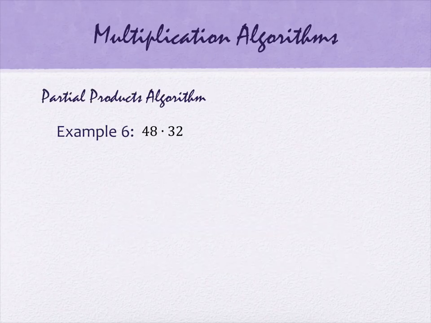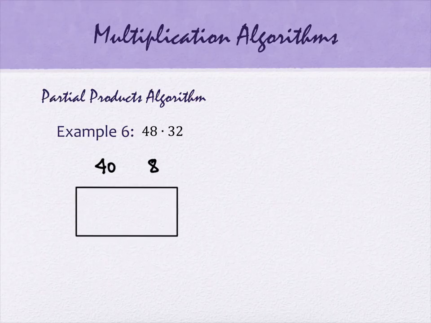A visual for the expanded algorithm is called the partial products algorithm. This one is actually my favorite one of these. And so we take again the 48 and we write it as 40 and 8 like this. And we write a box underneath it. Our box is a 2x2 box because these are 2-digit numbers.